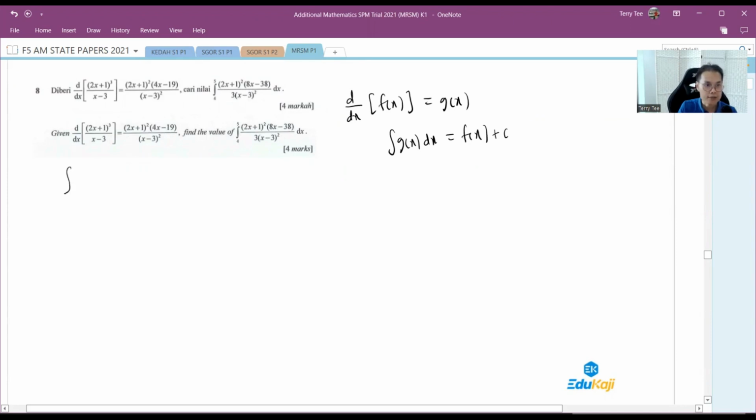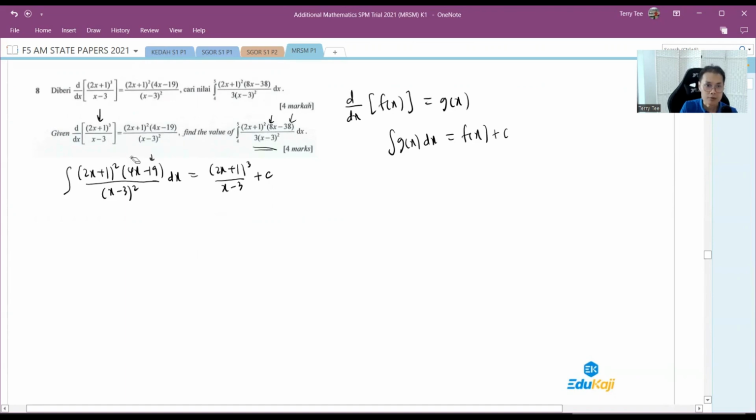That is, when I integrate this whole expression over here, let me just copy (2x + 1) squared times (4x minus 19) divided by (x minus 3) squared dx, your outcome will be the same as this, which is (2x + 1) to the power 3 over (x minus 3) plus c. Yeah, add in a plus c. Okay, next I want to use this result to find this. Now, one thing to take note is that there is an extra 8 here. This is 8 and this is 38. But what I have over here is 4 and 19.